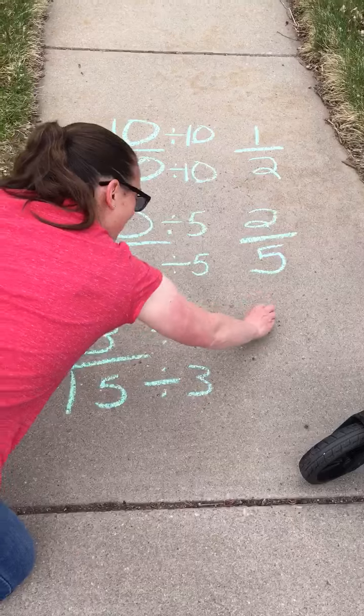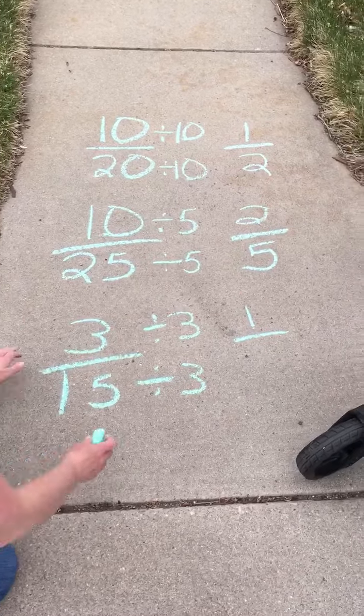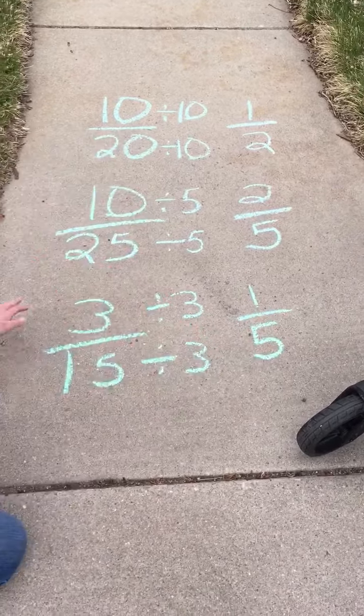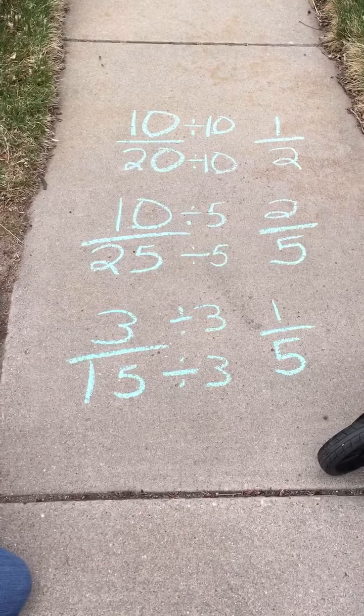3 divided by 3 is 1. 15 divided by 3 is 5. So 3/15 is equivalent to 1/5.